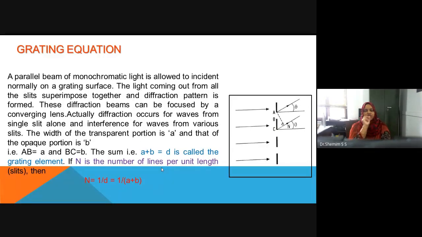Now we will see what the grating equation is. The diffraction by a grating is governed by an equation. We get a diffraction pattern which is governed by the grating equation, or the spectrum which we obtain from the grating is governed by the grating equation. We will derive the grating equation.